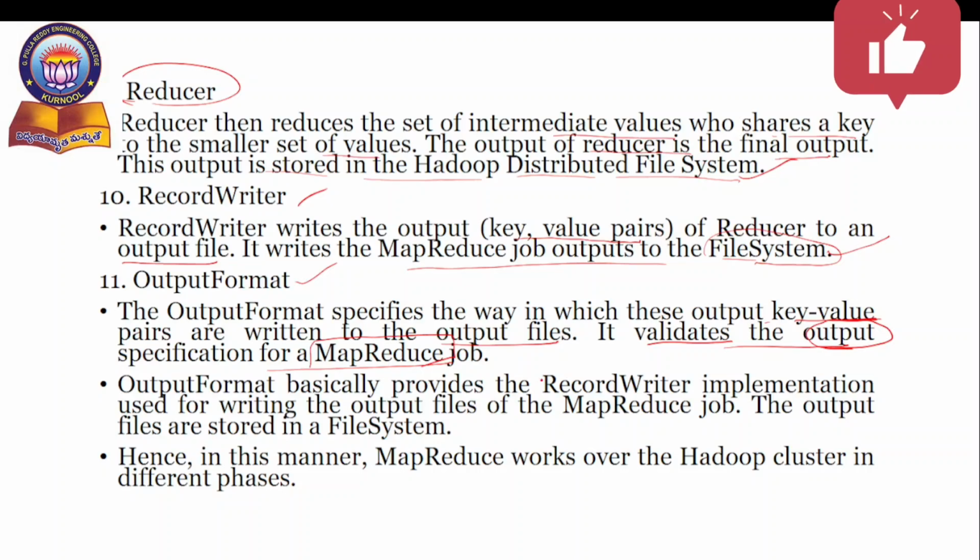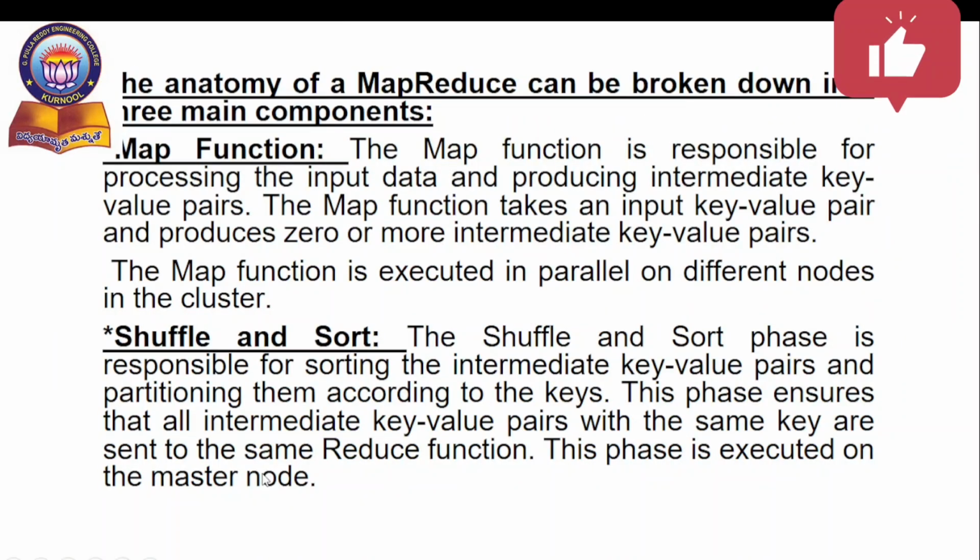Output format basically provides the record writer implementation used for writing the output files of the MapReduce job. The output files are stored in a file system. Hence, in this manner, MapReduce works over the Hadoop cluster in different phases. So this is the anatomy of MapReduce up to a certain extent.